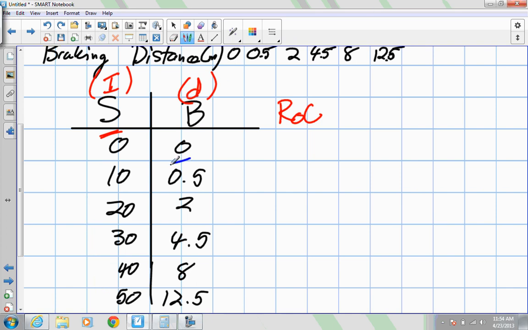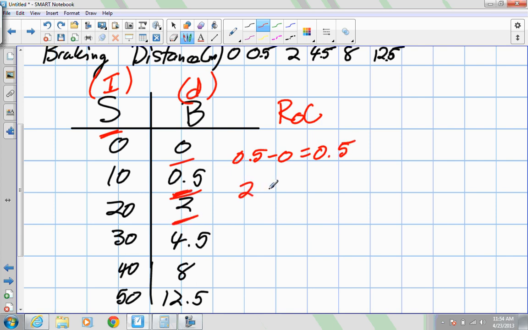So we have our second number, subtract our first. That's right. Gives us 0.5. Then we take our number 2 and subtract our second value. So 2 subtract 0.5 gives us 1.5. Okay? 4.5 subtract 2 gives us 2.5. 8 subtract 4.5. That's right. And 12.5 subtract 8.